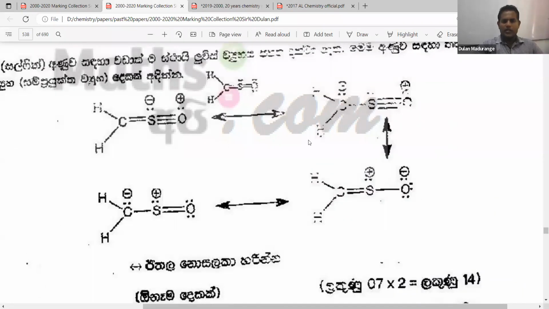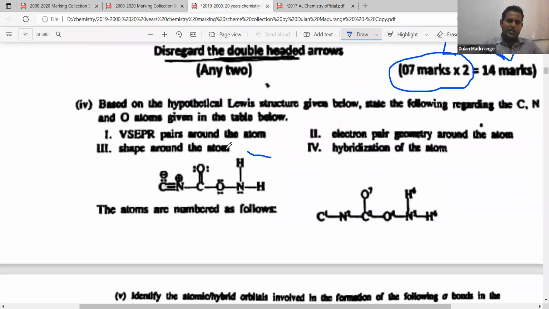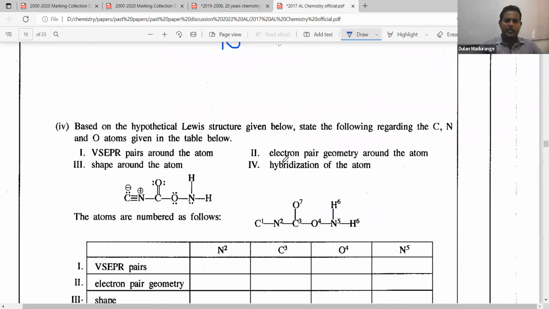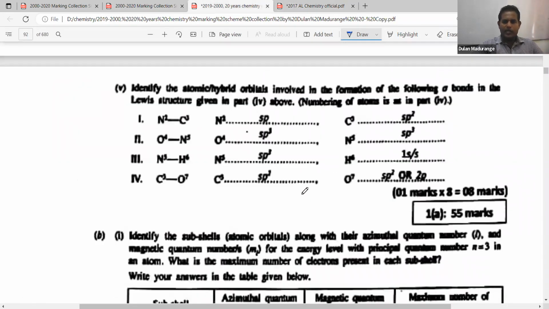So the answers here are 14 marks, however, you don't need to consider the arrows. Right, okay, next one. They have given a different structure and are asking questions from it, to fill this table. So how many marks are you getting for this table? Just focus on it. For this table you get 8 marks, 1 into 8, 8. So out of 55, you can put your marks.